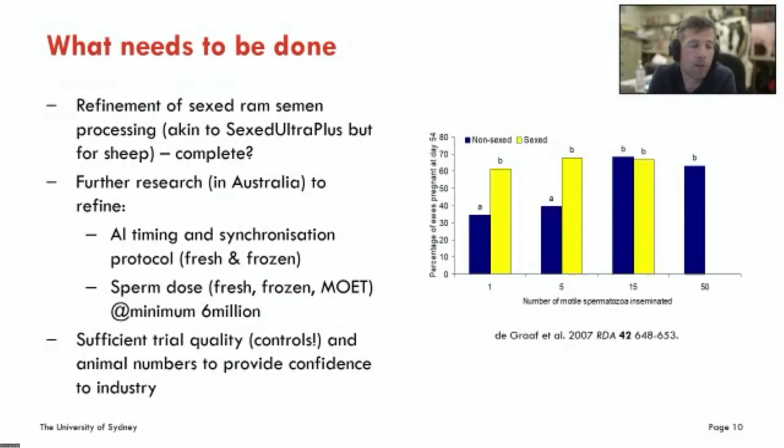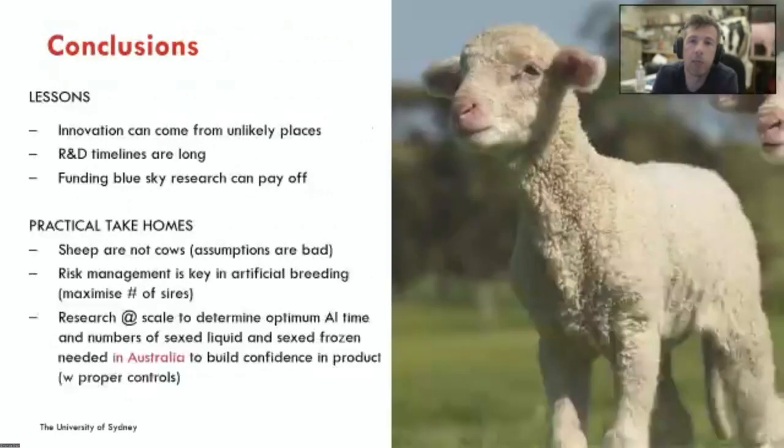When you drop down to 5 and 1 million motile sperm, we were actually getting better fertility with sexed semen than we were with conventional semen, because we think that the sorters are able to pick out the best sperm cells and get rid of the ones that are less likely to be fertile. So we know it's possible to have a really robust sexed frozen product. There's just probably a little bit more work needed.